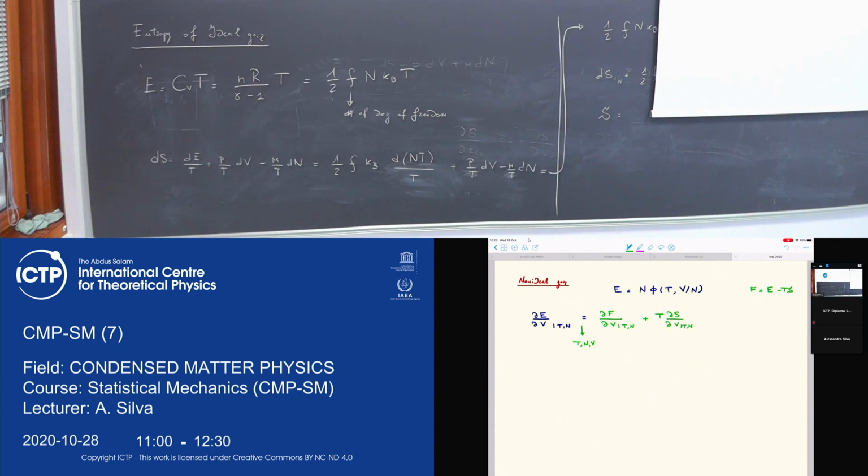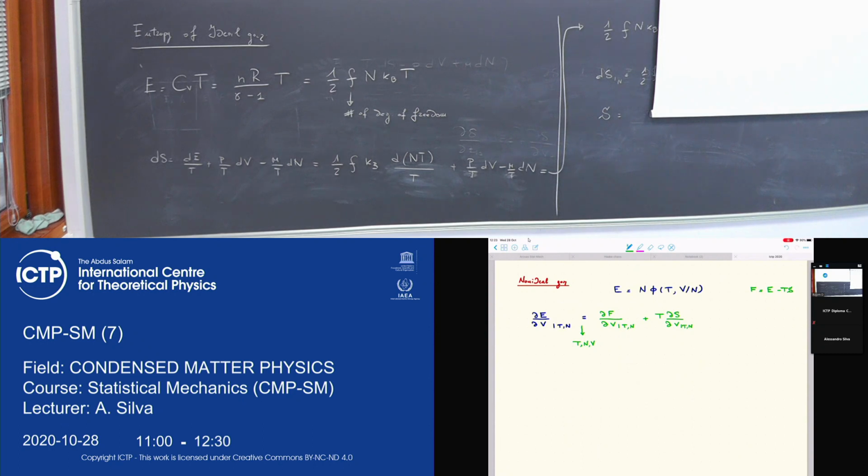You always have to think about what you're doing, right? The first thing you have to think when you do thermodynamics is, what are the variables that I'm keeping fixed? Then you say, okay, these are the variables. What is the thermodynamic potential? What do I want to compute? Can I use Maxwell relations? You see? The logic is always the same.